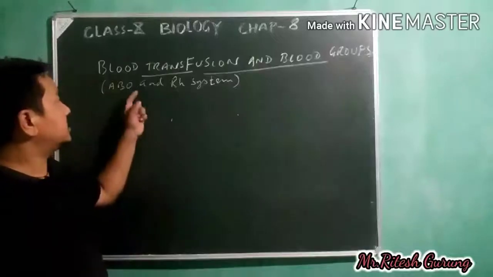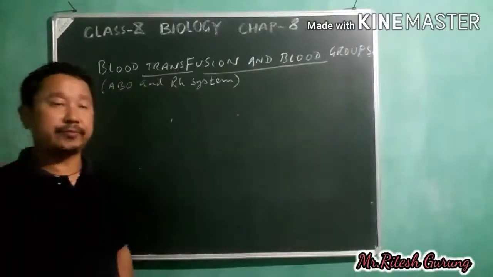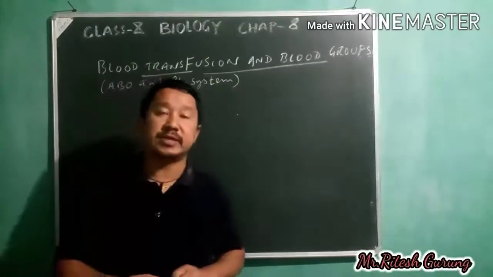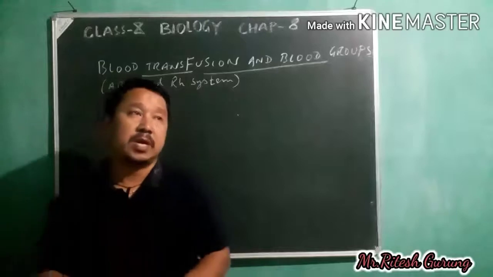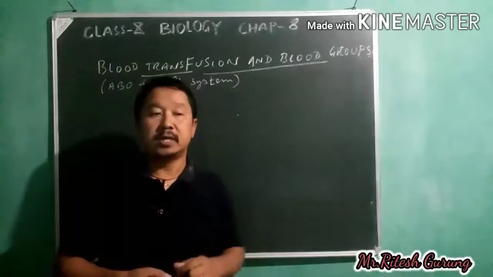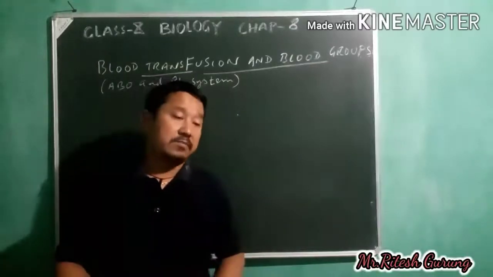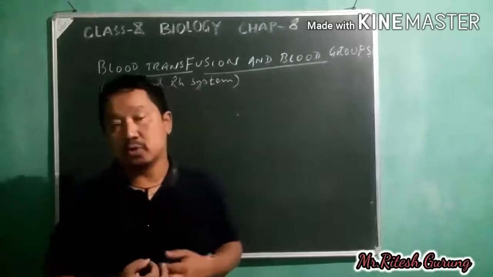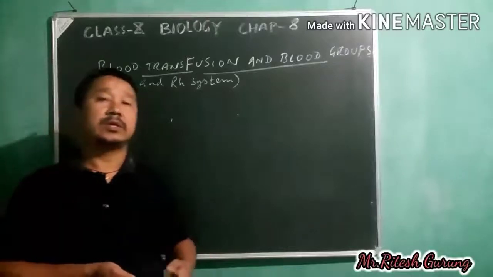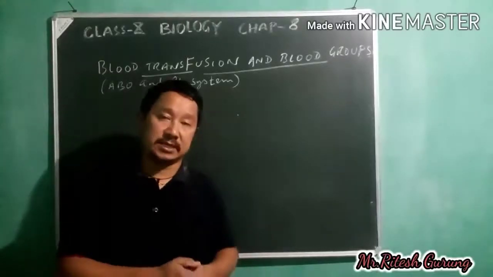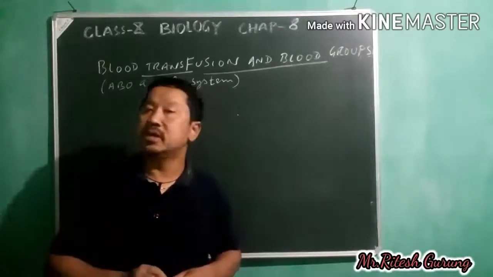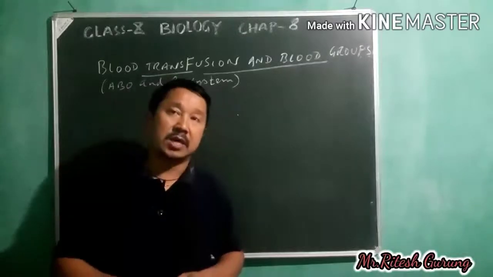All right. Now we'll see blood transfusion and blood groups. From this, what we understand is very clear: when a person is injured and because of the injury a lot of blood has been lost, or maybe there has been a surgical operation and blood has been lost, in that case blood transfusion is needed. That means the blood needs to be given from some other person.